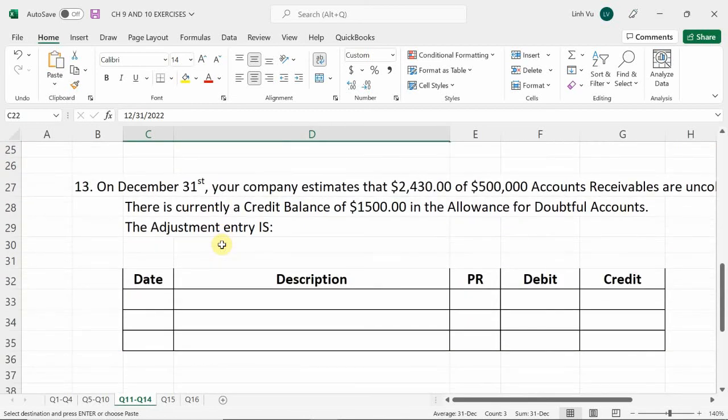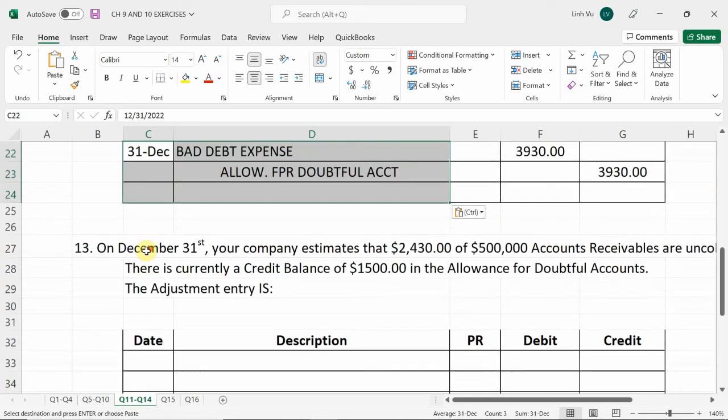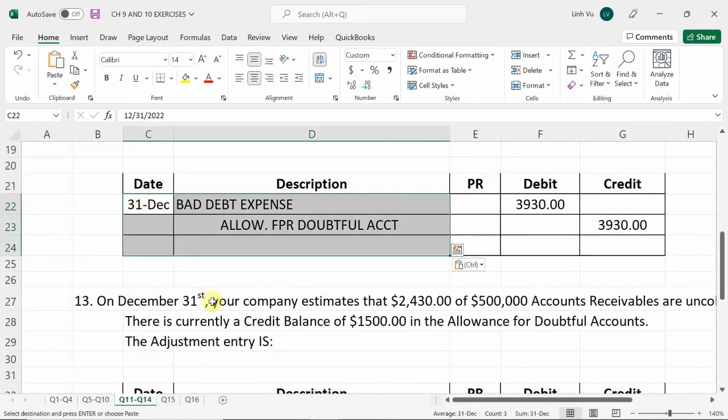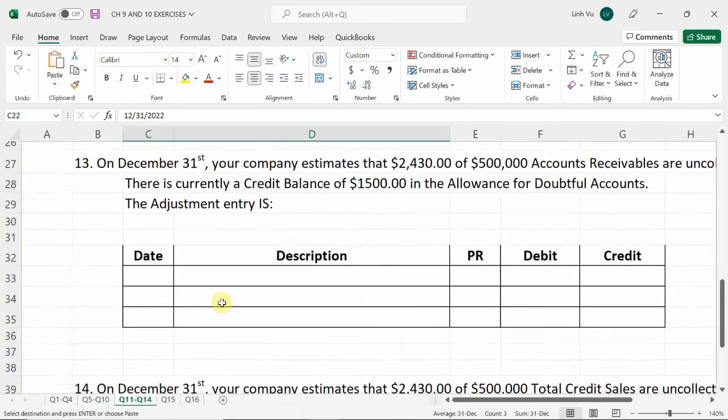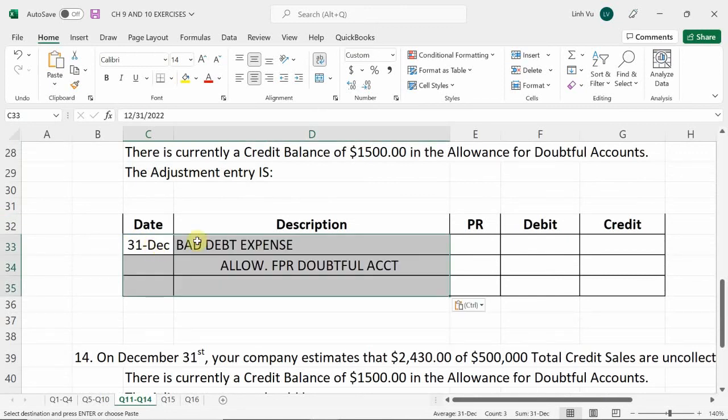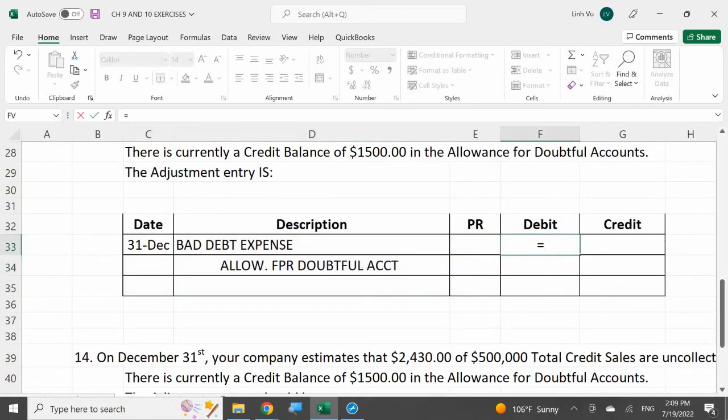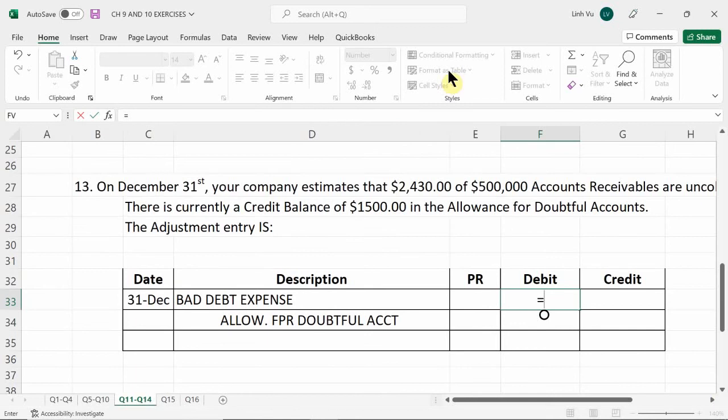What about question number 13? On December 31st, your company estimates that $2,430 out of 500,000 accounts receivable is to be uncollectible. There is a current credit balance of $1,500 in the allowance for doubtful accounts. The adjustment entry is the same bad debt and allowance, but you're subtracting the 1,500, so your total would be 930, because you're still using the balance sheet method.